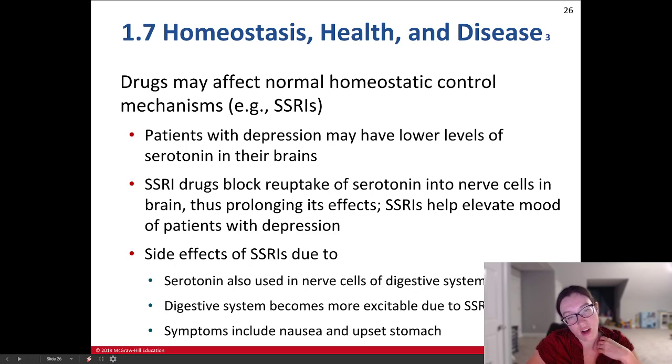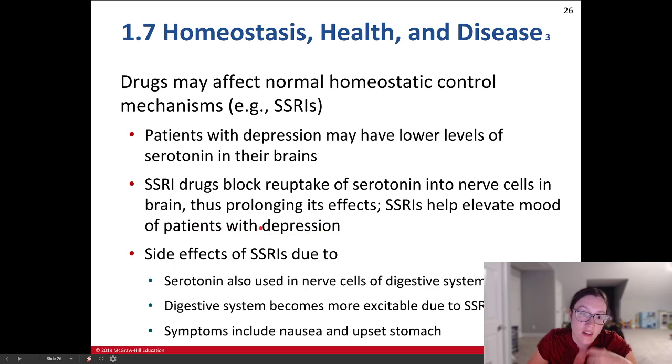And so SSRI drugs, selective serotonin reuptake inhibitors, are going to block the reuptake of serotonin into the nerve cells. So normally nerve cells release serotonin and then take it back. And the only time it's active is when it's released into the synapse. So if we block them taking it back, that means that serotonin that they release is going to stay in the synapse and be active for longer. And it prolongs the serotonin's effect. And so we're hoping that it's going to help elevate mood of a patient with depression.